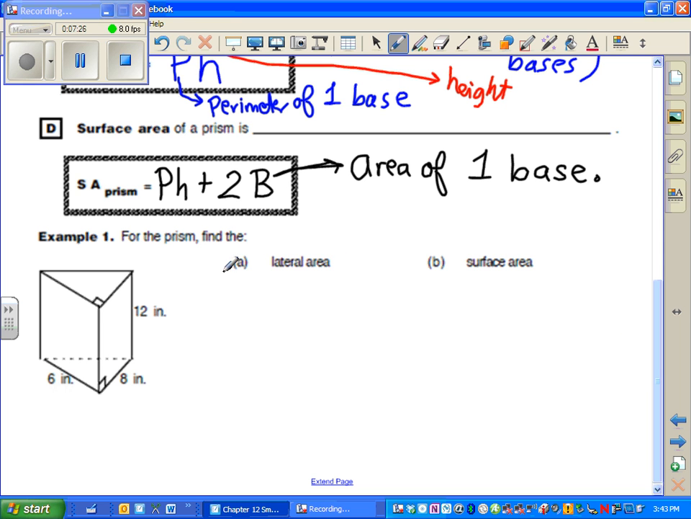Okay. So let's go ahead and do an example to get a little more realistic view of what we're talking about. For the prism, find the lateral area. Before we do anything, what do you have to do to make sure that things are clear? You need to make sure that you are highlighting, or shading if you don't have a highlighter, the bases. So you need to make sure that both of your bases are shaded.